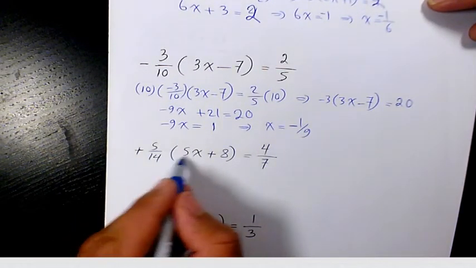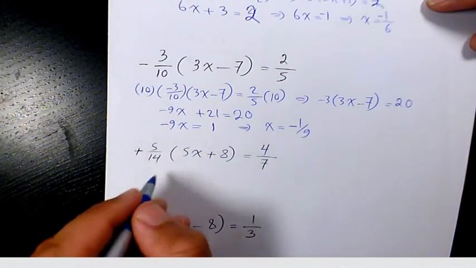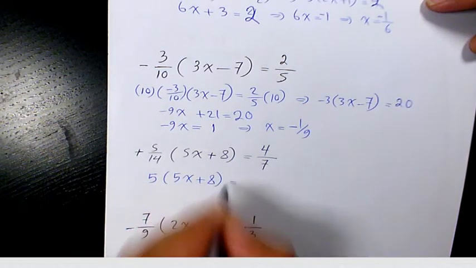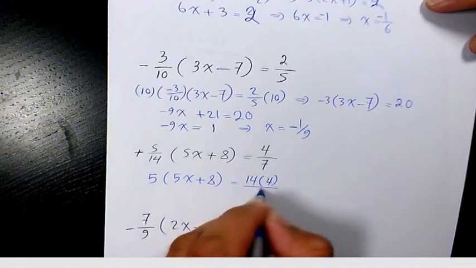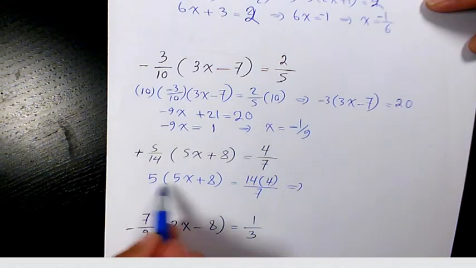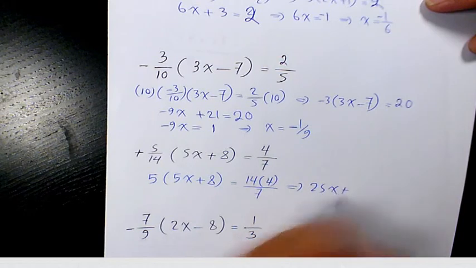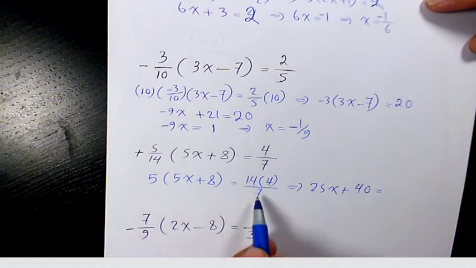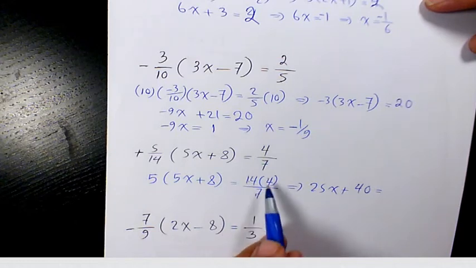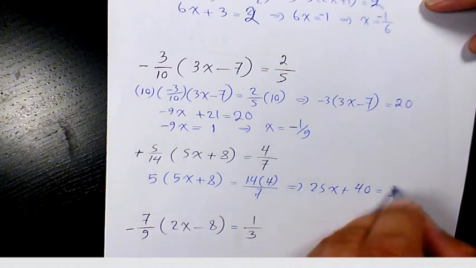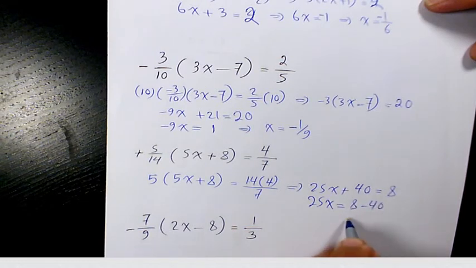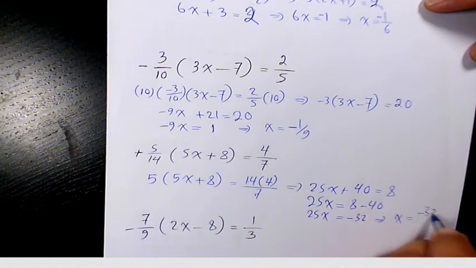5 over 14 times 5x plus 8 equals 4 divided by 7. So multiply both sides by 14. 5 times 5x plus 8 equals 14 times 4 divided by 7. 5 times 5x is going to be 25x. 5 times 8 is 40. And here we have 14 times 4, which is 56, divided by 7, which is going to be 8. So 25x equals 8 minus 40, which is negative 32. So x will be negative 32 divided by 25.